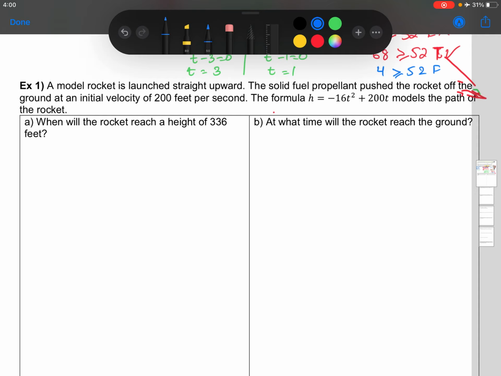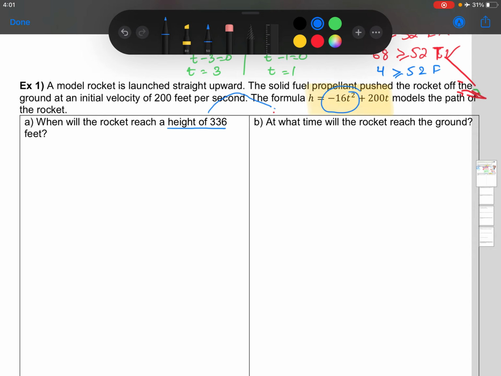The solid fuel propellant pushed the rocket off the ground at an initial velocity of 200 feet per second, and the formula is given to you. So you really don't have to worry about what to come up with the equation. This models the path of the rocket. Again, this is a quadratic, so it will follow a parabolic path. Your leading coefficient is negative, so your rocket will go up and then it'll go down, right? Some kind of parabola. So it's asking when will the rocket reach the height of 336?